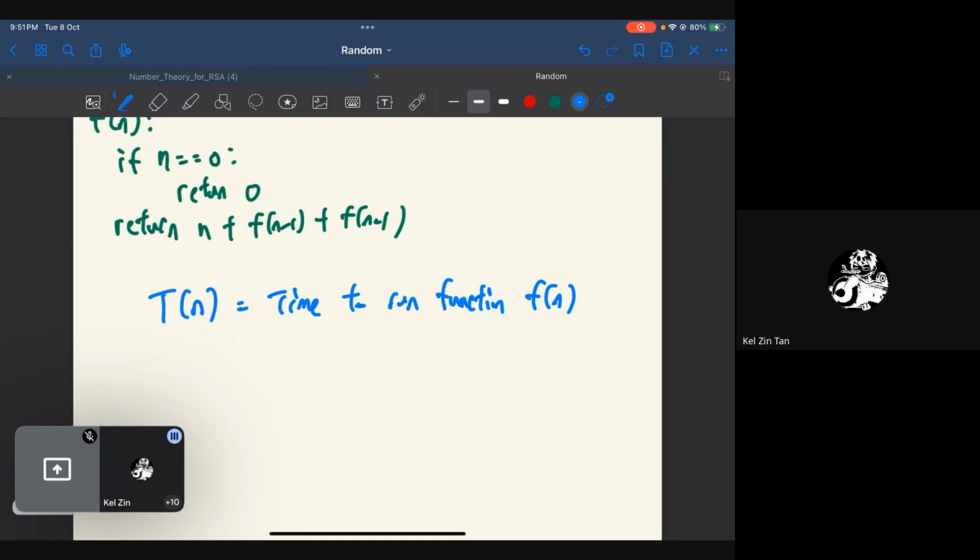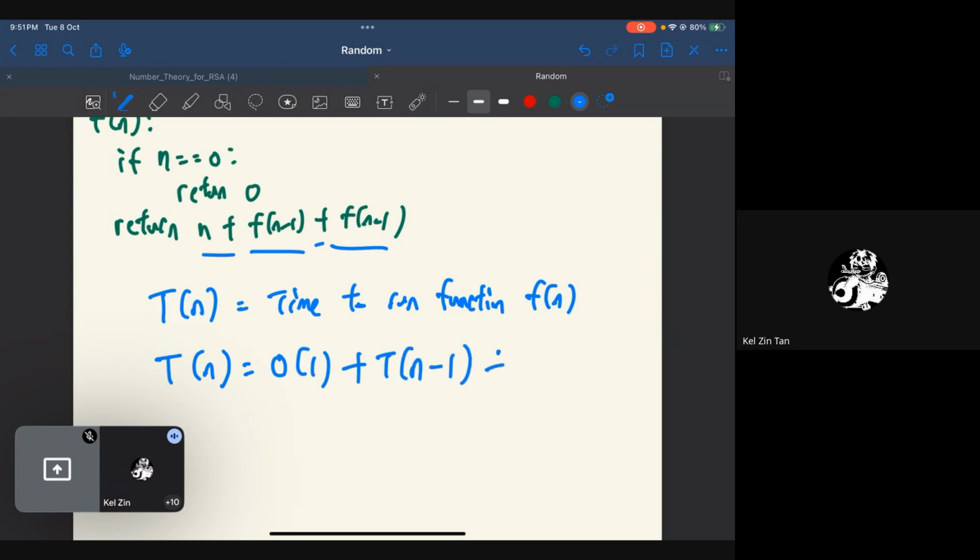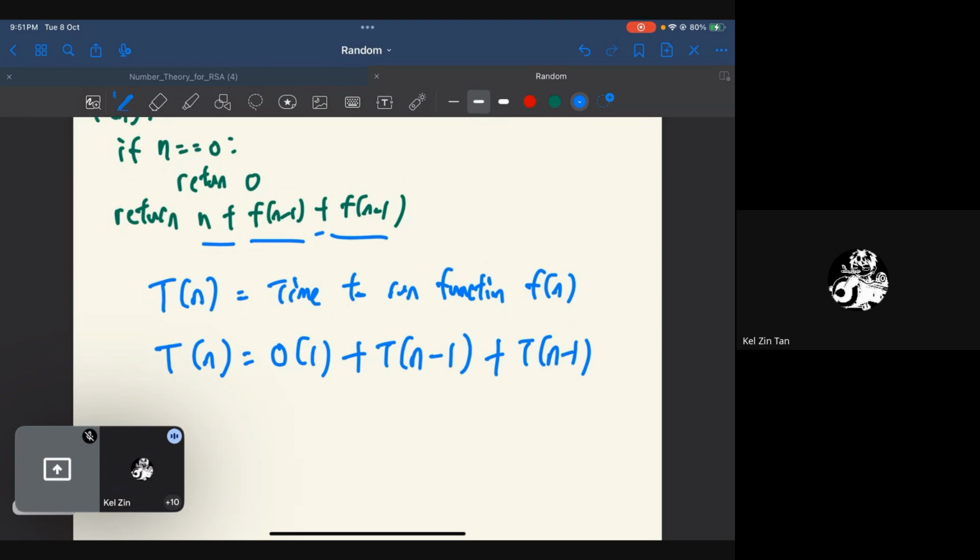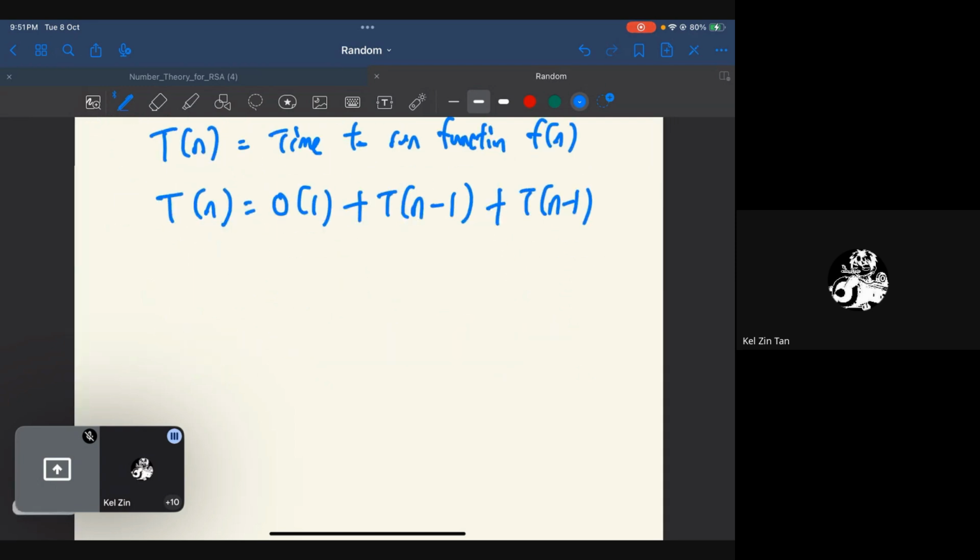Because in function f(n), we call f(n-1) twice, T(n) can be rewritten as O(1), which is the complexity of the addition, plus T(n-1) plus T(n-1). Because T(n) is the time to run function f(n), T(n-1) is the time to run function f(n-1). So we have this recursive equation to calculate the time complexity.